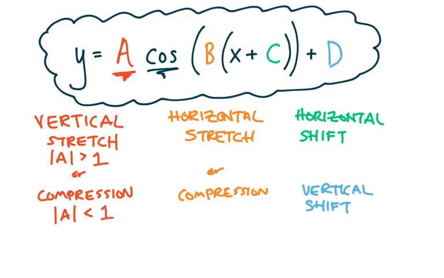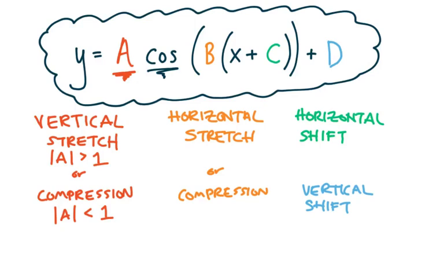You'll notice I'm using absolute value bars because amplitude is like a distance, so we wouldn't want a negative distance. But if a were negative, it would mean you'd have that vertical stretch or compression if the value was other than 1, and it could possibly have a reflection. Again, that would be if a is negative.